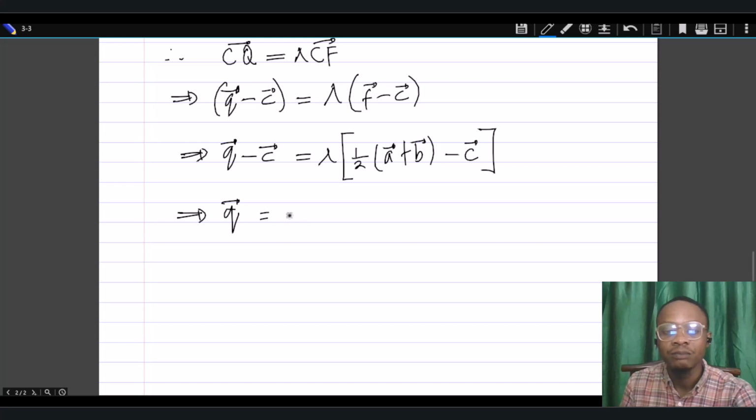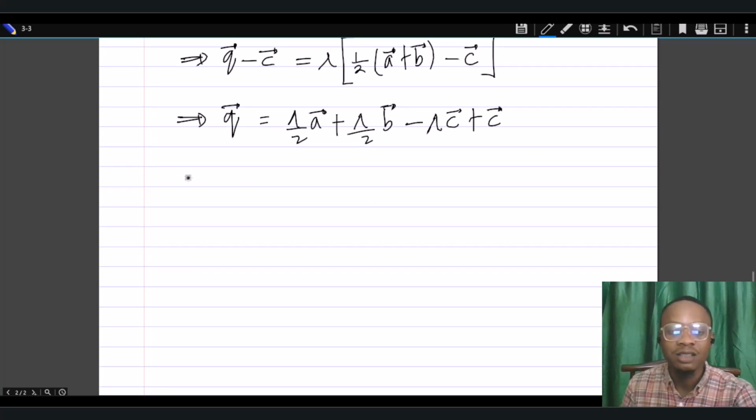This is going to be lambda over 2 multiplying A, then lambda over 2 times B, that will be plus lambda over 2 multiplying B. Then we have lambda multiplying C. That was minus lambda multiplying C. Then we move this minus C to the other side. That becomes plus C.